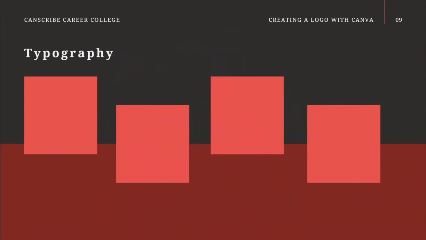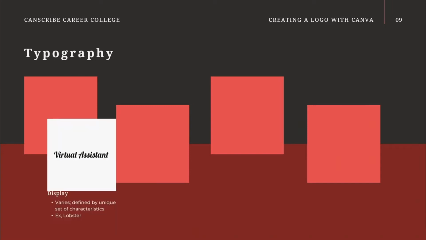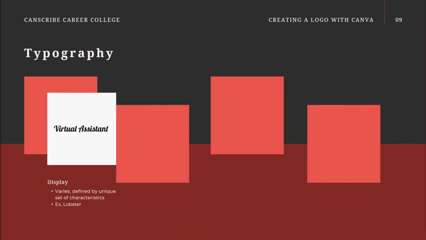Because we just touched on font, we're going to talk a little about typography. I'm just going to discuss the four main branches with you today. There are more, and there are more subsections again, but we're just going to focus on the main four today. So the first one is display. These fonts vary, but they are defined by a unique set of characteristics. For example, the font that you see on the screen is Lobster.